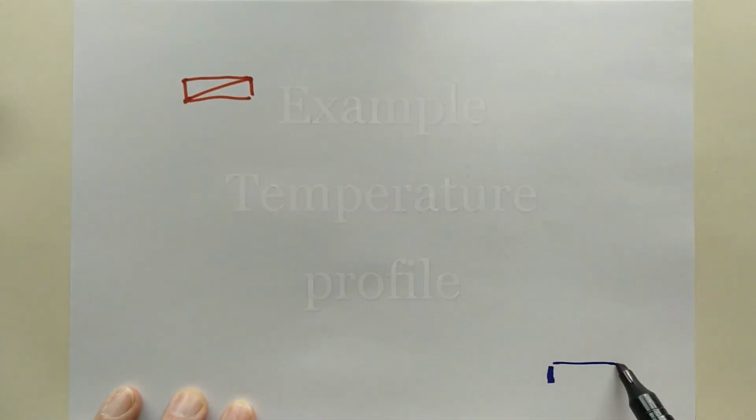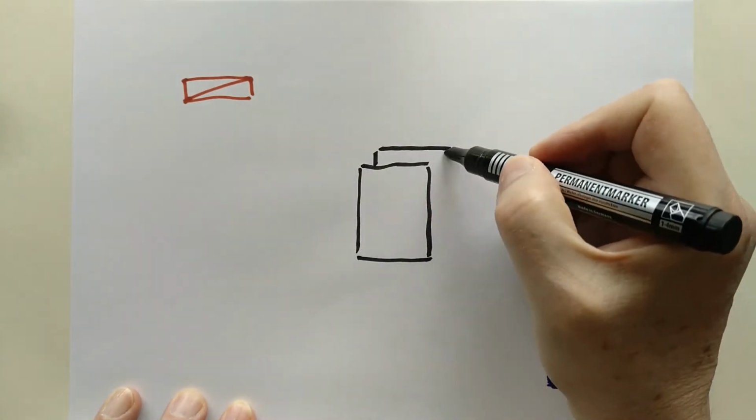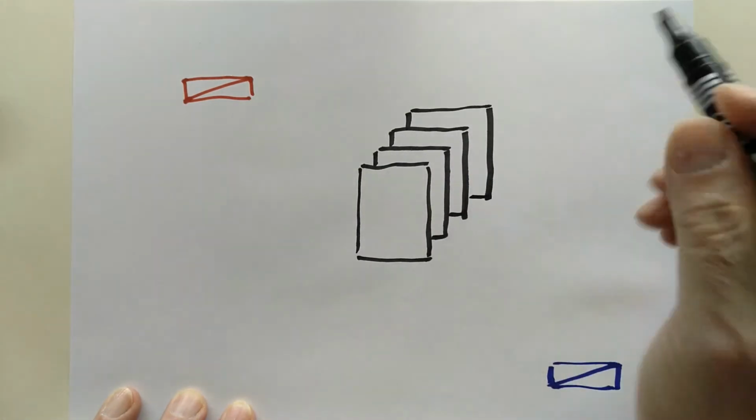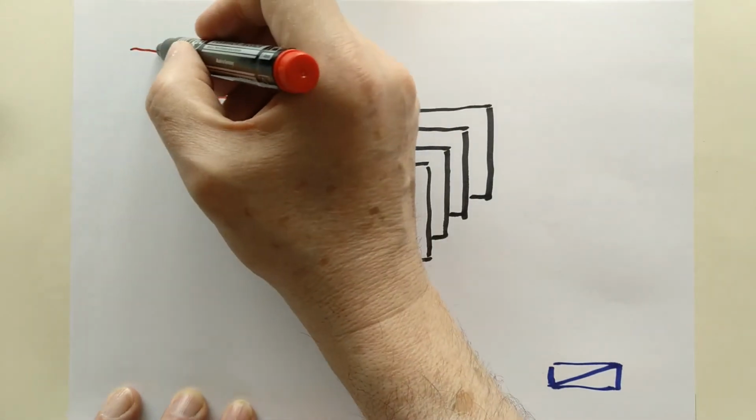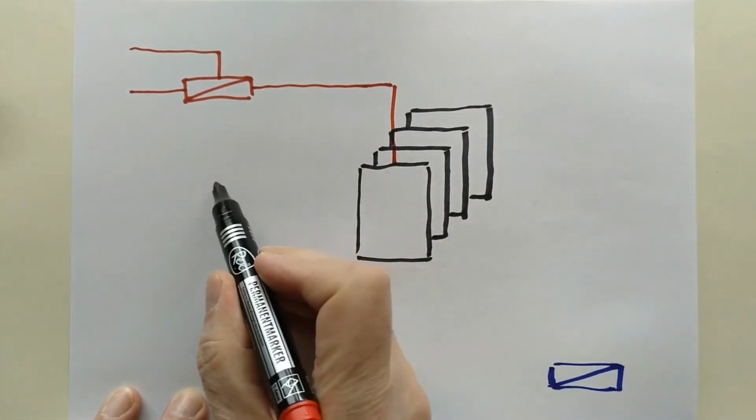Here is an example of a possible temperature curve when integrating thermoelectric generators. We have one heat exchanger on the source side and one on the sink side. In between, a series of cascaded generators.